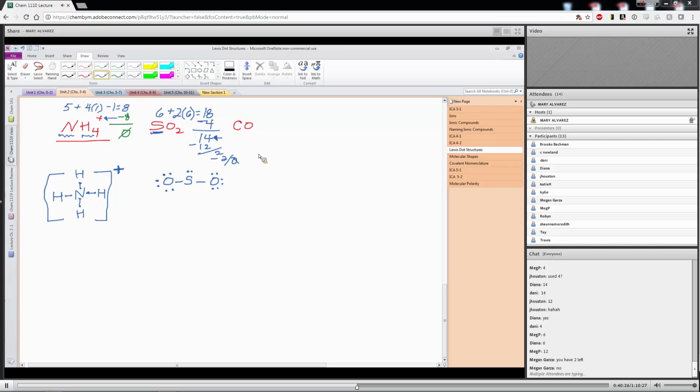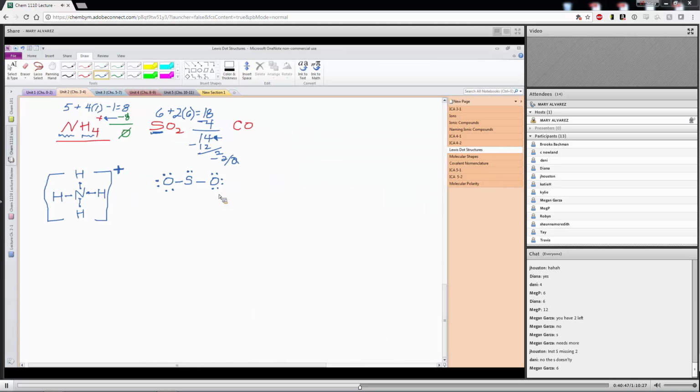Uh-oh, Megan says no. What's wrong? Sulfur. What about it? It needs more. How many does it have? It's missing 2. It doesn't have 8. It only has 6. Okay, so in order for sulfur to be happy, it needs 8. In order for it to have a full shell, it must fit the octet rule. It must have 8. It only has 6.